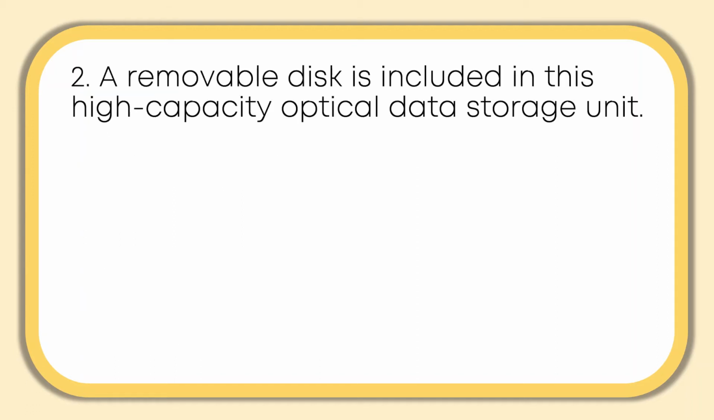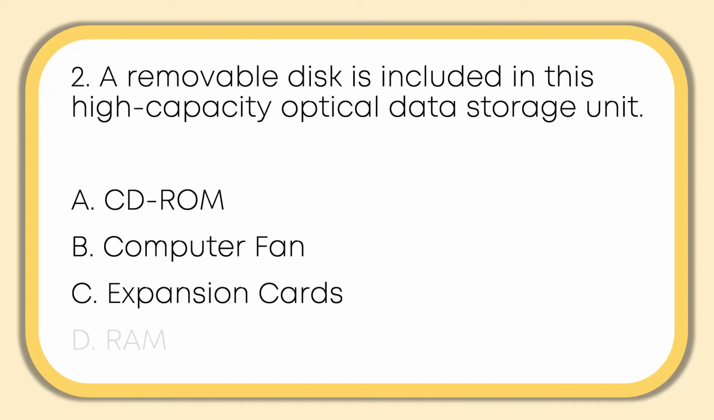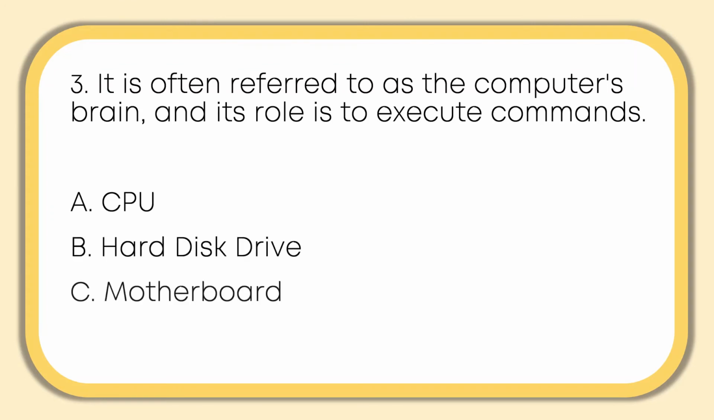Number 2, a removable disk is included in this high-capacity optical data storage unit. Letter A, CD-ROM, B, computer fan, C, expansion cards, D, RAM. Number 3, it is often referred to as the computer's brain, and its role is to execute commands. A, CPU, B, hard disk drive, C, motherboard, D, power supply unit.